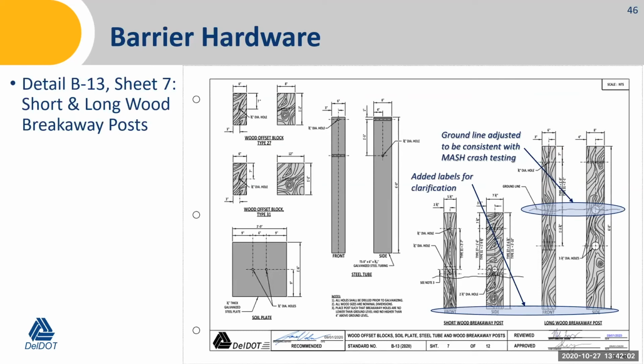So some specific detail changes in the hardware section on sheet 7 related to short and long wood breakaway posts. We adjusted the ground line to be consistent with MASH crash testing for the long wood breakaway posts. I believe the original detail showed the top breakaway hole below the ground line, and it's actually supposed to be in line with the ground. We added labels to the bottom of the posts for the short and long wood breakaway posts just for clarification. So we added front and side labels just to clarify what was being referenced in that detail.